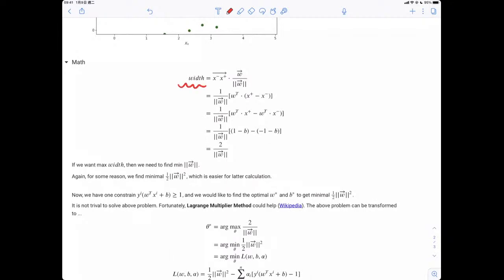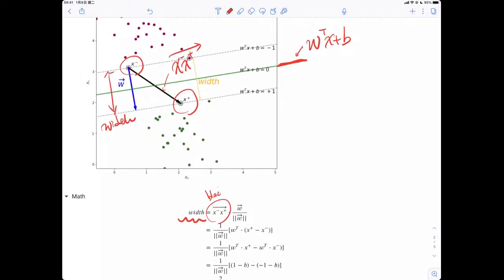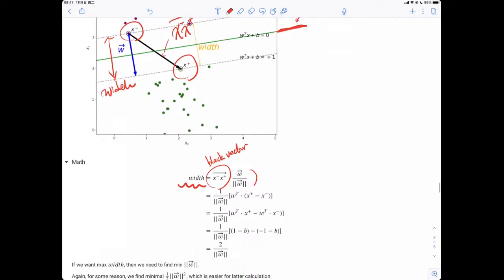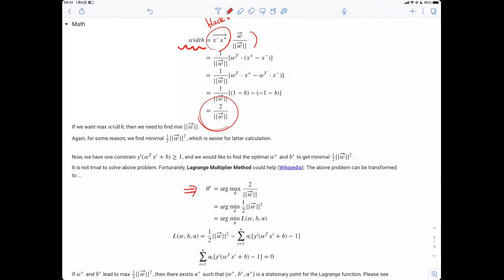What we would like to calculate is the width. So we use this line, which is the black line, the black vector. And here is the projection. After the projection, the width is right here. So we would like to maximize this value.